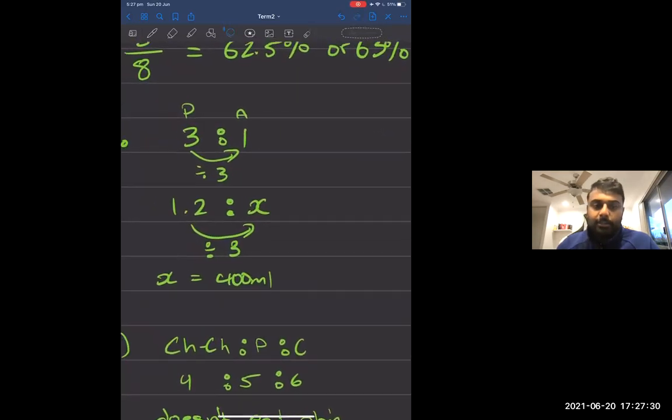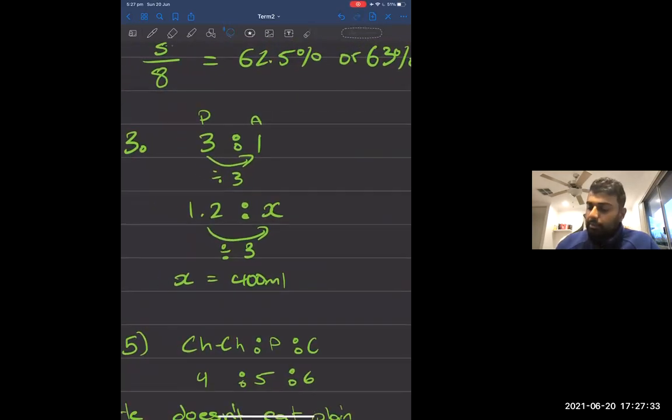The paint to acetone ratio is 3 to 1, right? So for every one part of acetone, you need to have 3 parts of paint. But in the question, we had 1.2 liters of paint, and we needed to find out how much acetone, right? So we know that the paint is always 3 times bigger than the acetone, or the acetone is 3 times smaller than the paint. You understand? Yeah. So to solve it, you do 1.2, which is the amount of paint, and you divide that by 3 to find the amount of acetone. And the acetone is 400 milliliters.